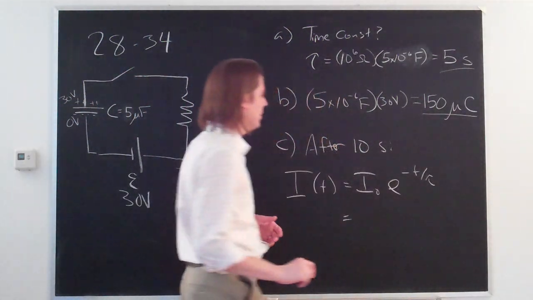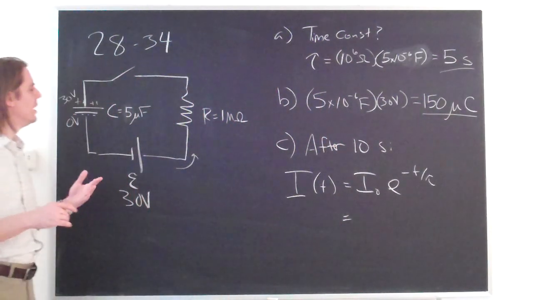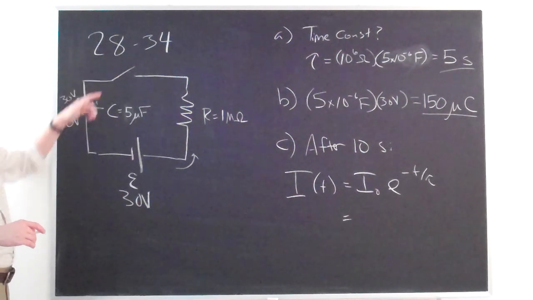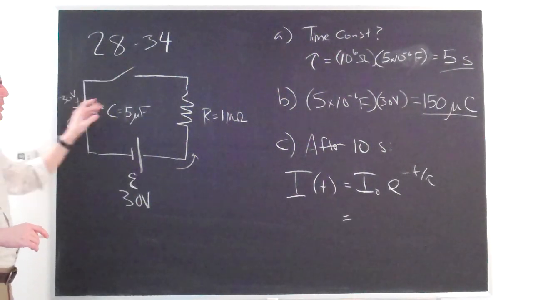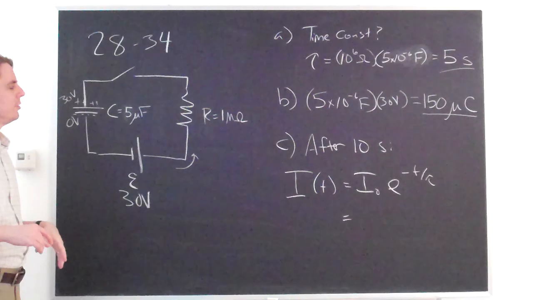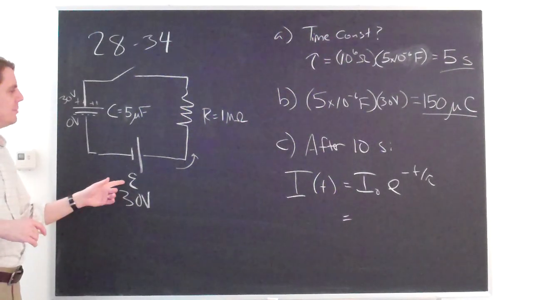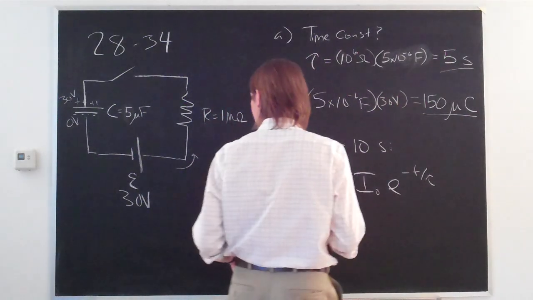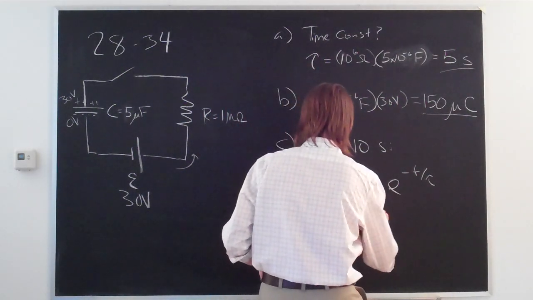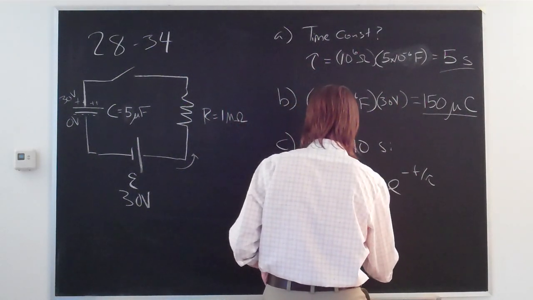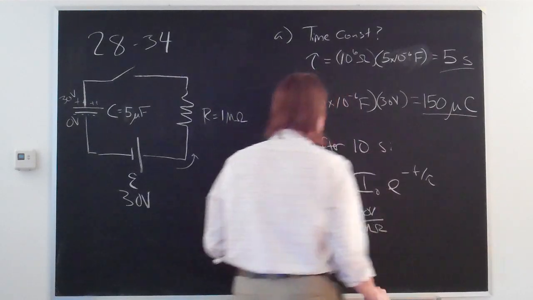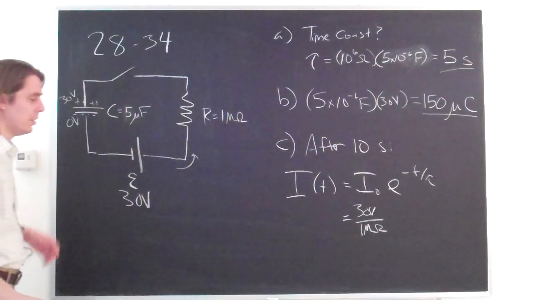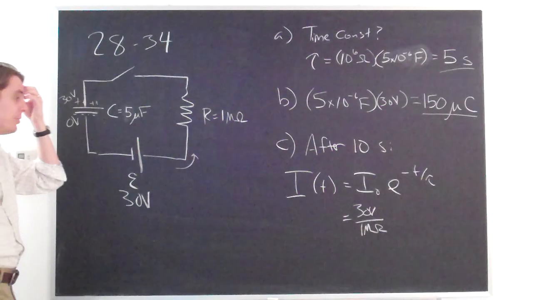So I naught is what it has immediately. So when you close the switch, right away, there's no voltage drop here. All the voltage drop is across the resistor. So you just say the EMF over R. And if you recall our formula, I actually did have the EMF over R. So it's 30 volts over 1 megaohm. Right, so that's 30 microamps.